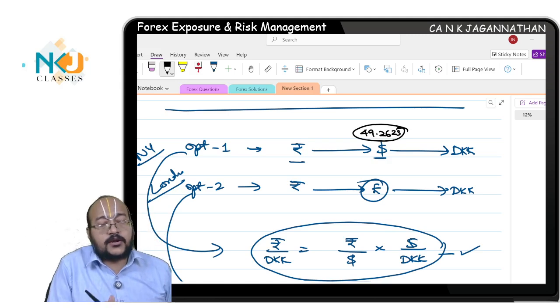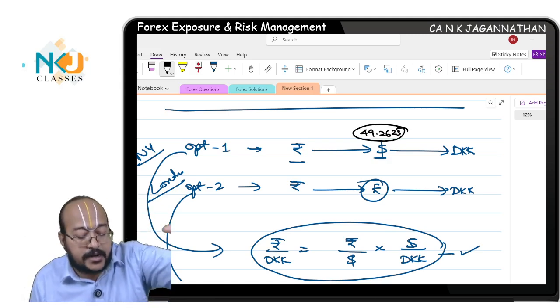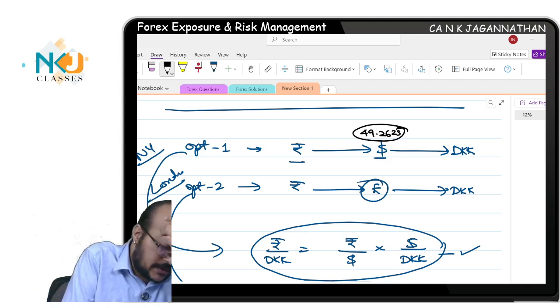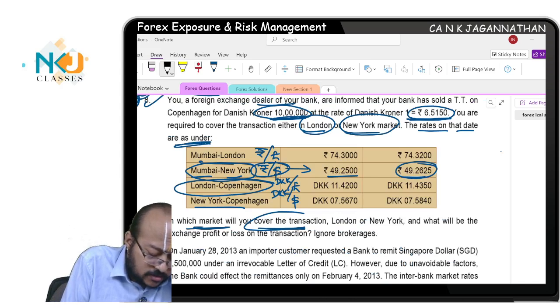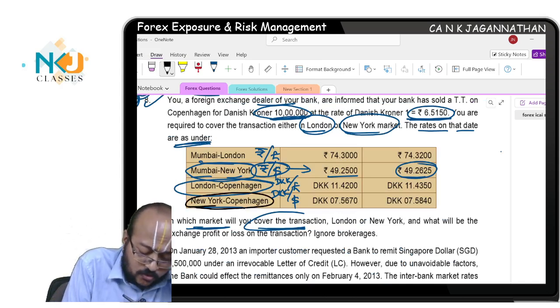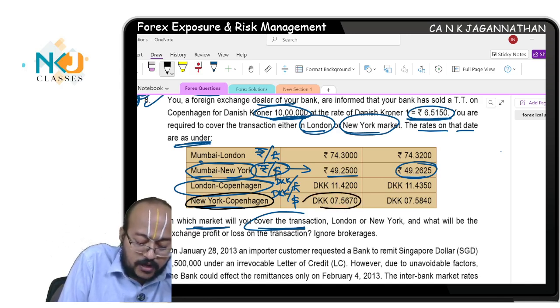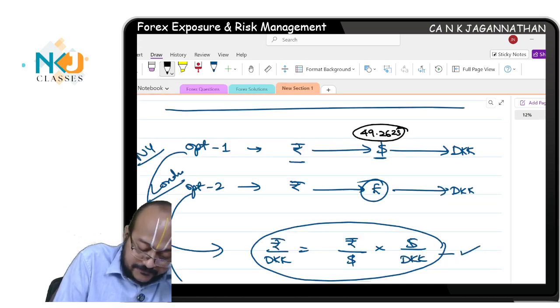Now, after converting into dollar, you will sell dollar and buy DKK. What rate will you consider? Please tell me, children. If you sell dollar in the DKK market, which means the New York, Copenhagen market, I will go and sell dollar. How much will you realize? Only the bid rate will be given. The lower rate will be given, which means 7.567.